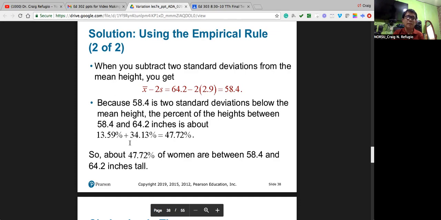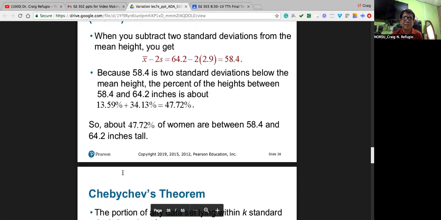13.59% plus 34.13%. That is equal to 47.72%. So about 47.72% of women are between 58.4 and 64.2 inches tall.